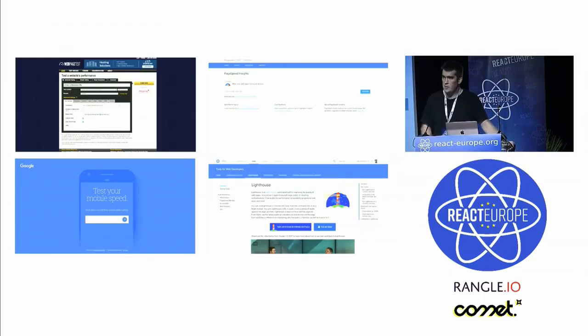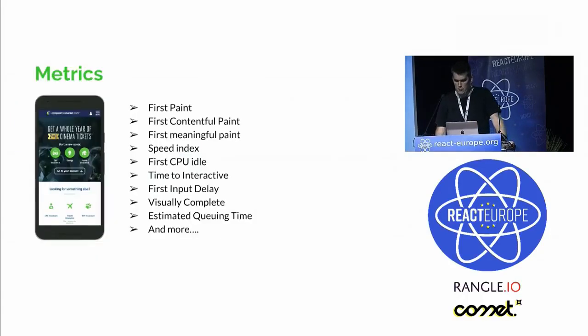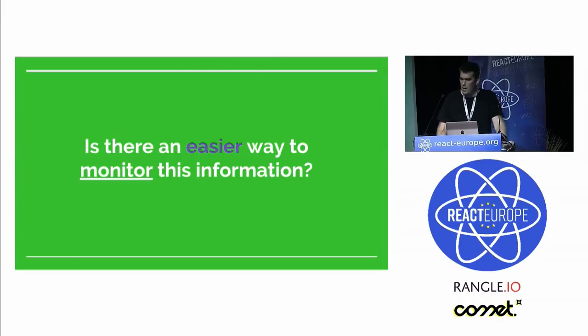Hands up if you've used these before. Yeah, so most people, right? And these are the metrics they spit out. There's hundreds of them, and it's up to you to work out what that means for you. But I started thinking in this working group, is there a better way, an easier way to monitor this? Especially after I do a release, can I automatically monitor this kind of stuff?